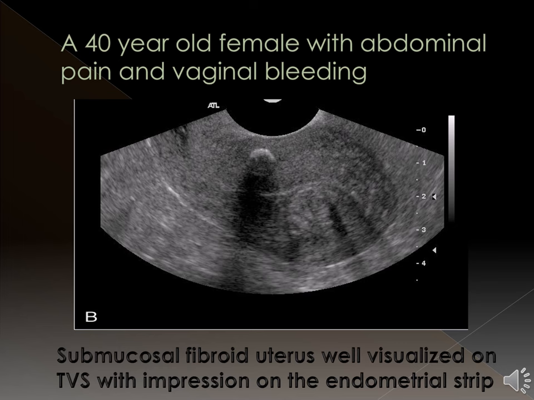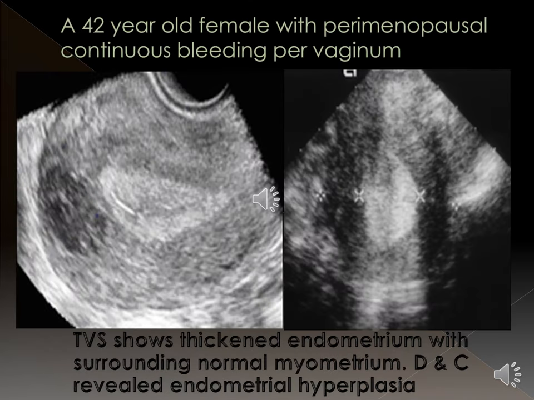A 40-year-old female with abdominal pain and vaginal bleeding. The ultrasound image shows a submucosal fibroid of the uterus well visualized on TVS, with impression on the endometrial strip. Next one is a 42-year-old female with perimenopausal continuous bleeding from the vagina. On TVS, it showed thickened endometrium with surrounding normal myometrium. Dilatation and curettage revealed endometrial hyperplasia.